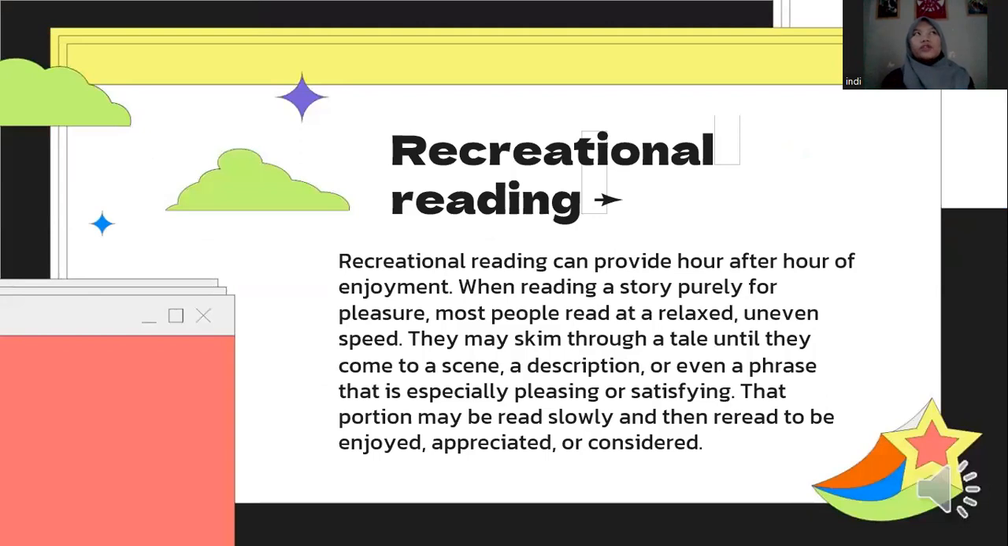Next, I want to show you recreational reading. Recreational reading can provide hours after hours of enjoyment when reading a story purely for pleasure. Most people read at a relaxed and uniform pace. They may skim through a tale until they come to a scene, a description, or even a prose that is especially pleasing or satisfying. That portion may be read slowly, and we read to be enjoyed, appreciated, and considered.